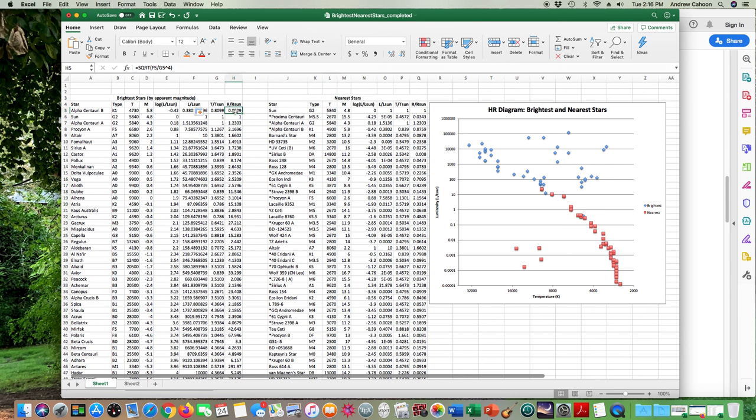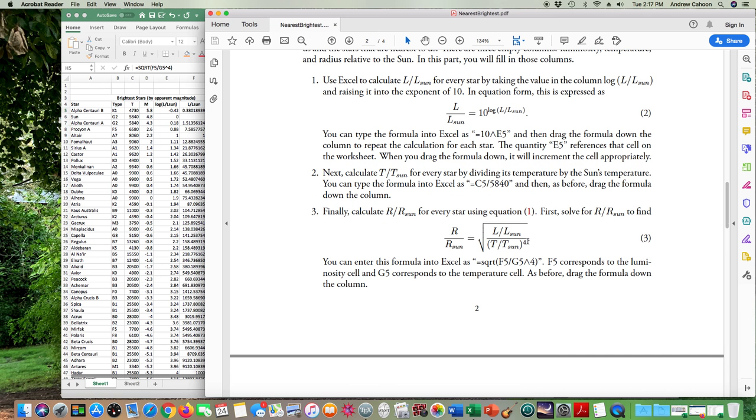The last one is the radius, and this is probably the most complicated one. Radius is related to luminosity and temperature for the stars. Let's look at it from the perspective of brightness. What could make a star brighter? Well, you could make it hotter, or you could make it bigger. Either one of those things could have an increasing effect on how bright the star appears. So the three variables here, luminosity, temperature, and radius, are all related. And this is the formula.